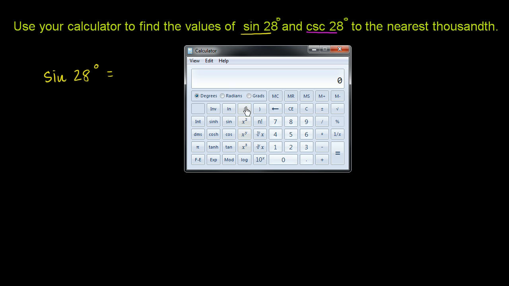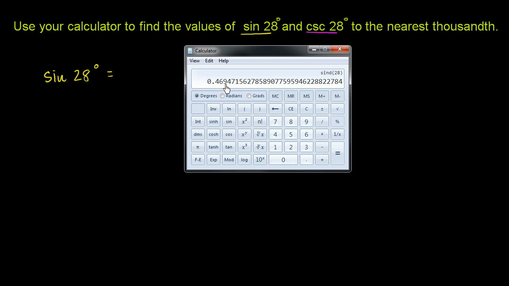First, this is the calculator. This is kind of a typical scientific calculator. No two calculators are completely identical, but you want to make sure it's in degree mode, because we're dealing with degrees here, not radians. And it is indeed in degree mode. So if we type in 28 and then take the sine of it, notice this is sine d, so sine in degree mode. And we want to round to the nearest thousandth.